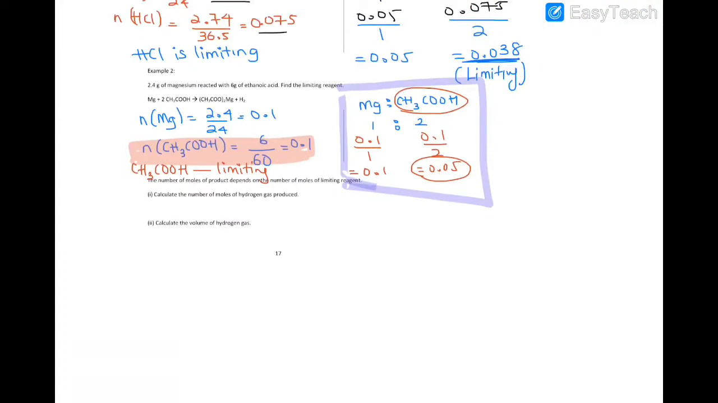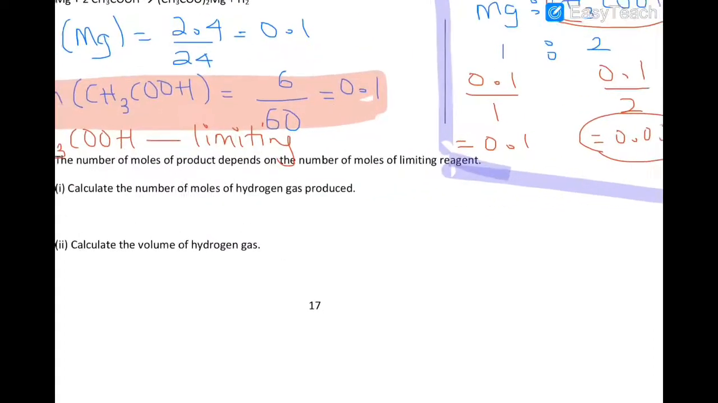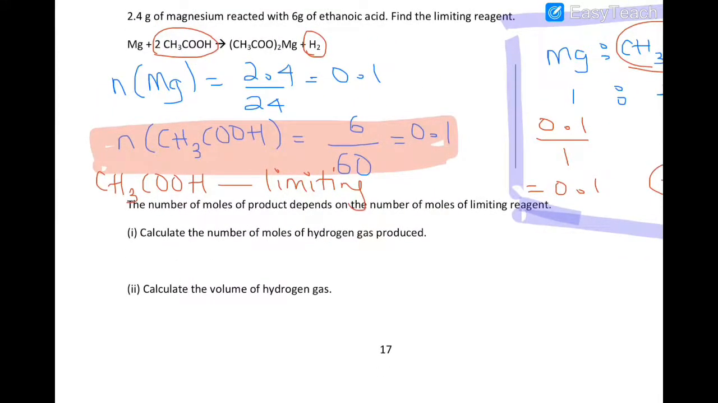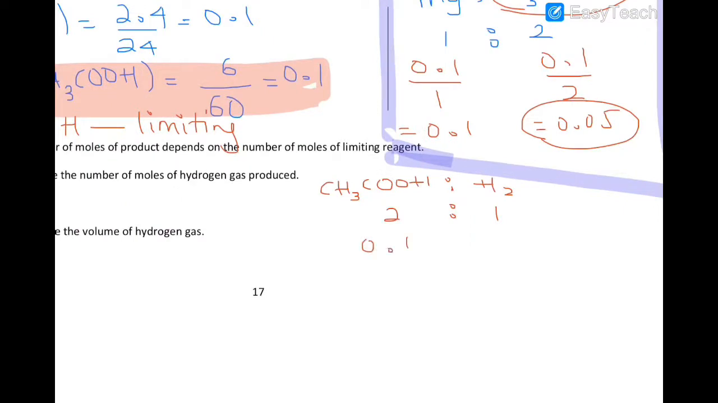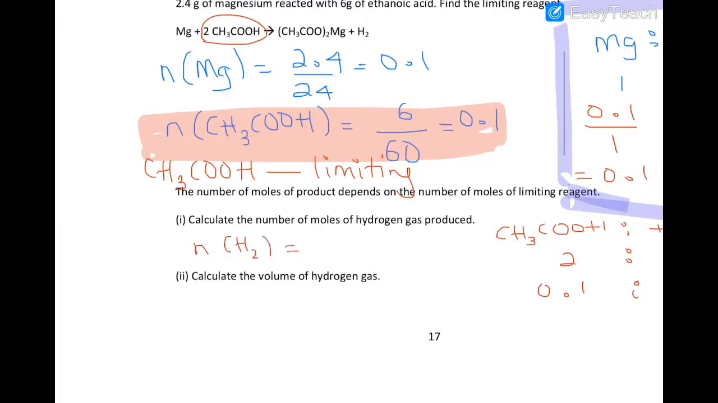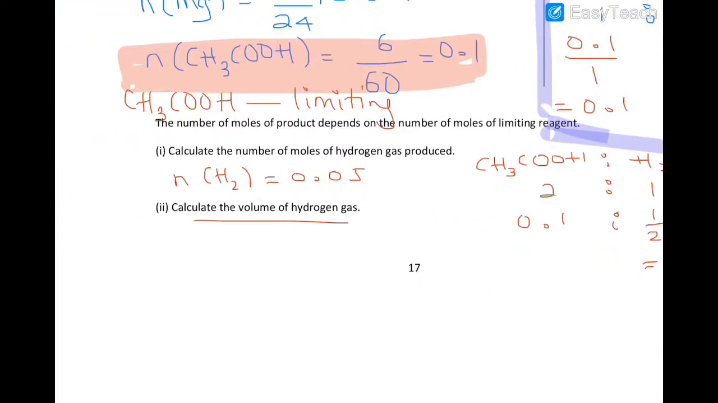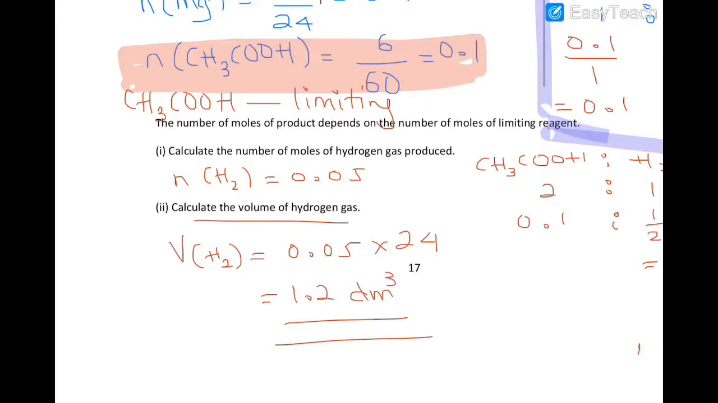Okay, so I'm going to use the number of moles of ethanoic acid to calculate the number of moles of hydrogen gas. So from the equation, 2:1. So that's the mole ratio. And the number of moles of CH3COOH which I have is 0.1. So half of this is going to be 0.05. So the number of moles of hydrogen gas produced is 0.05 from the mole ratio. Volume of hydrogen gas, remember that 1 mole of any gas occupies 24 dm cubed. So the volume of hydrogen gas or any gas would be 0.05 times 24. So that's the volume of hydrogen gas.